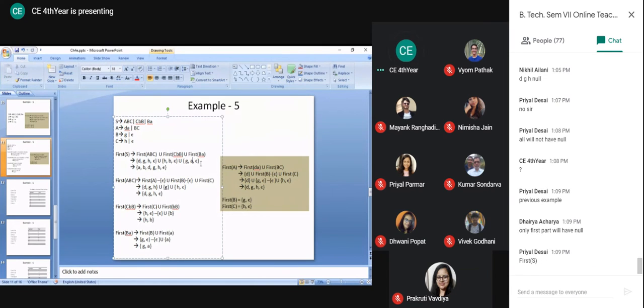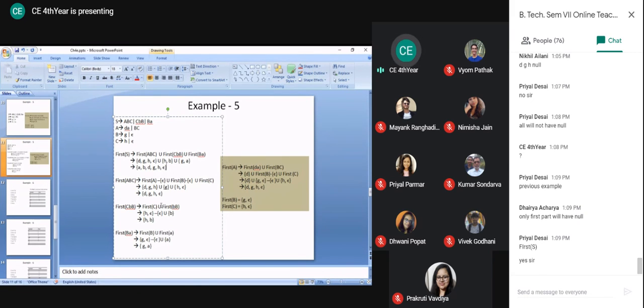Okay, here from this we are eliminating this null, right? Because this first of BA is giving us GA, and this is giving us HB. This null is eliminated because of first of small b, capital B. So we are writing HB as we have done in the previous slide also.